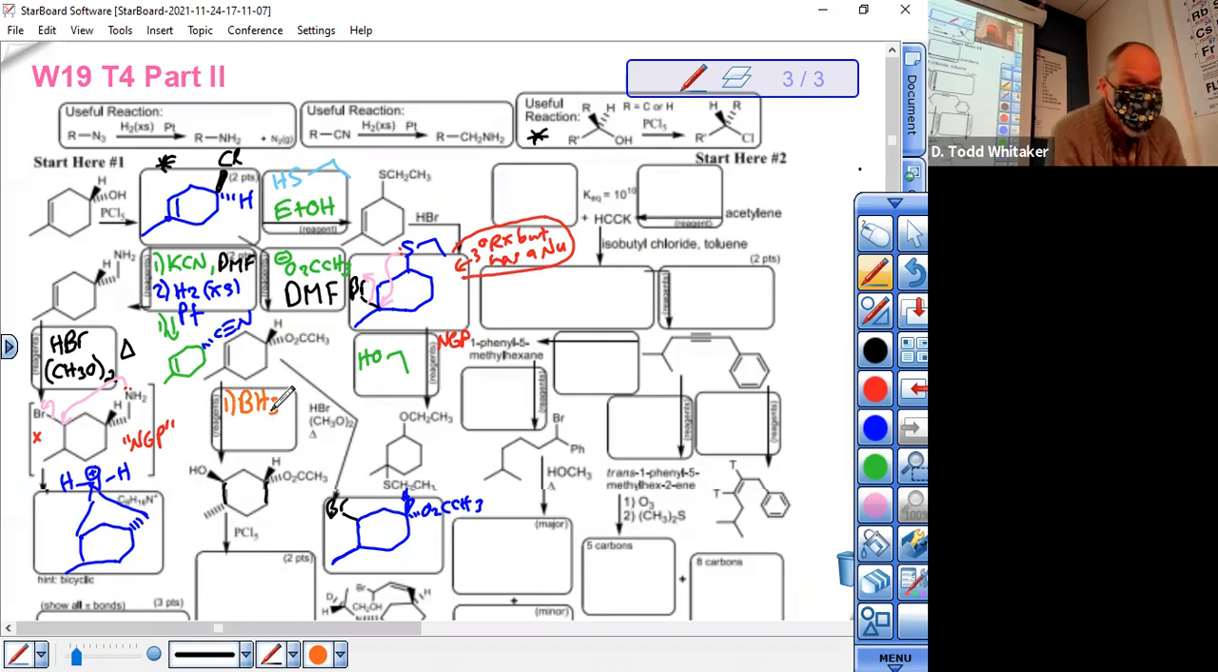Hydroboration puts a boron on the less substituted carbon, which gets replaced with an oxygen by doing what? I give you half credit. Hydroxide and peroxide. Hydroxide and hydrogen peroxide. There you go. What's PCl5 going to do?